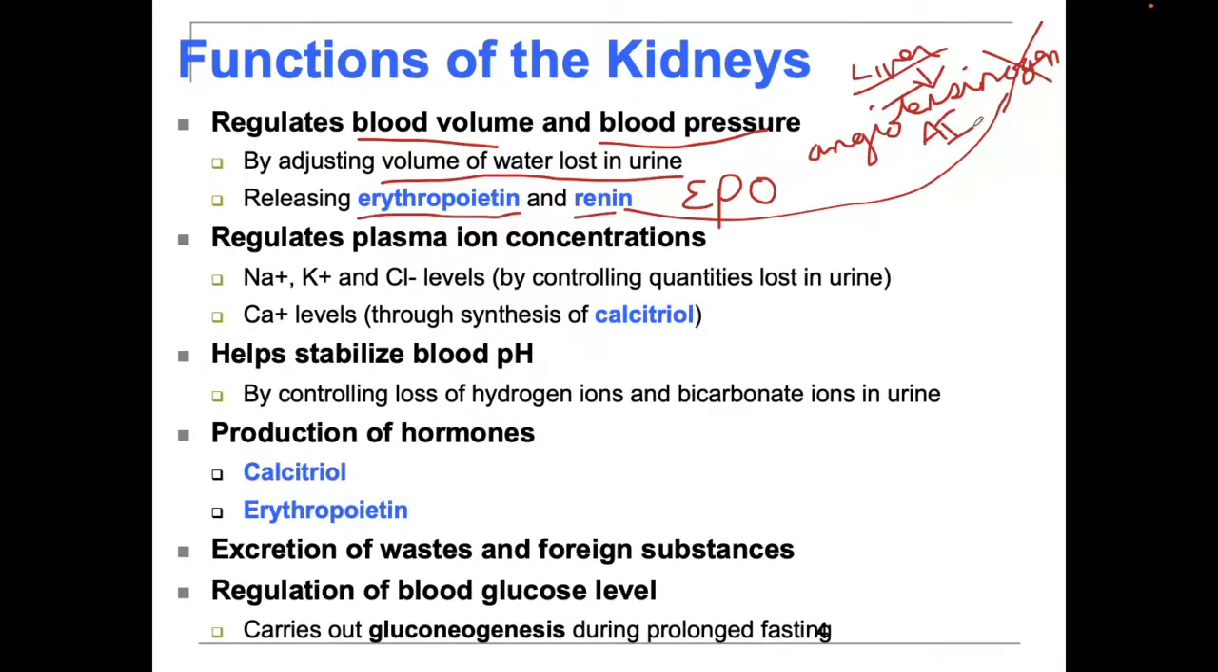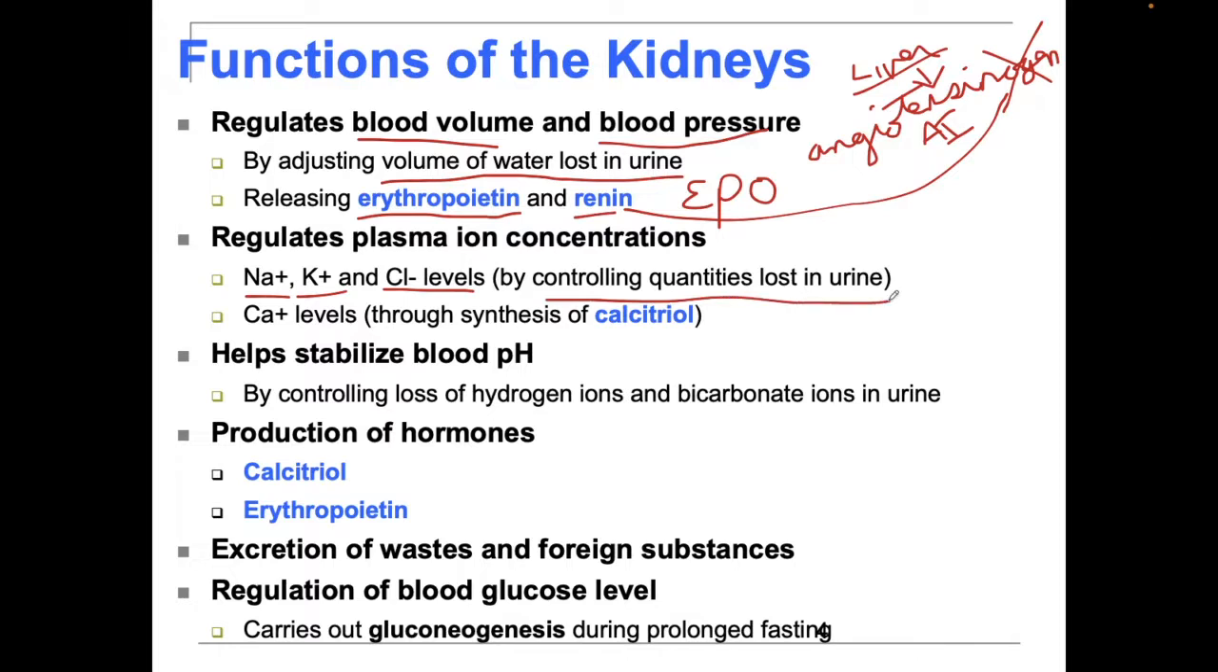Okay, and I do have a nice picture coming up that kind of shows what happens and how angiotensin 1 gets converted to angiotensin 2 and all the beautiful things angiotensin 2 does to increase blood pressure. It's involved in regulating plasma ion concentrations. We're talking about sodium, potassium, and chloride levels by controlling the quantities lost in urine.